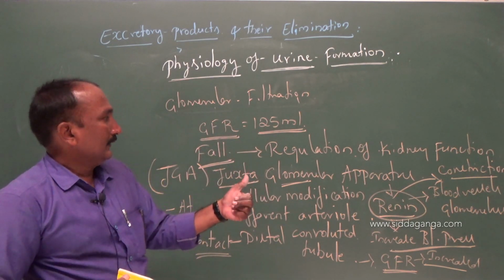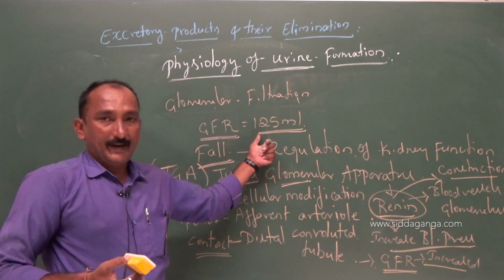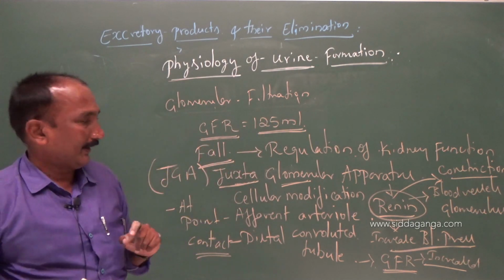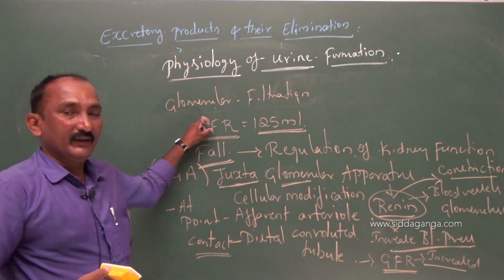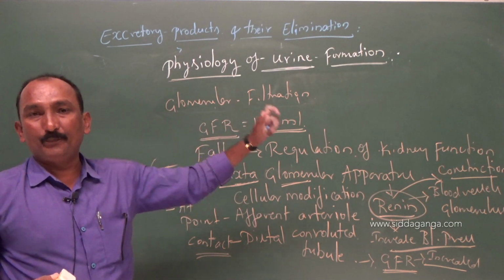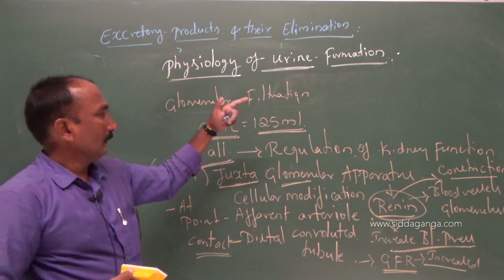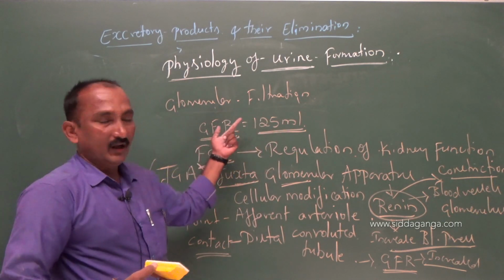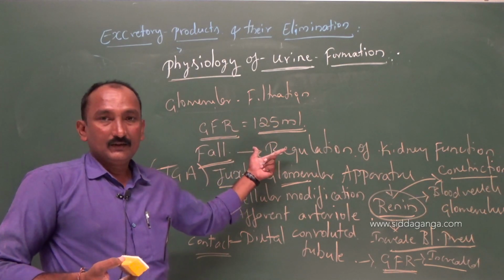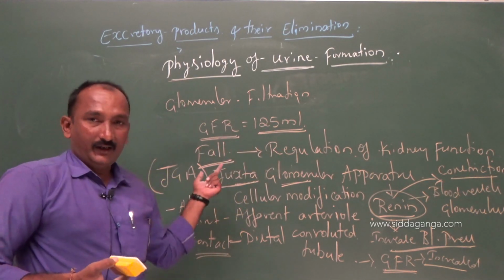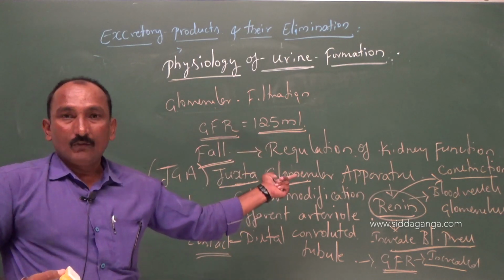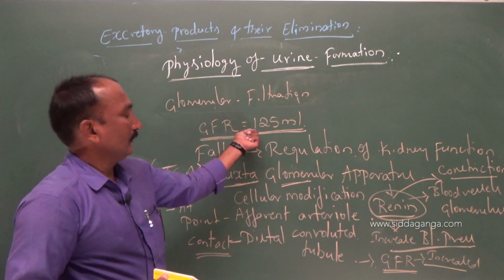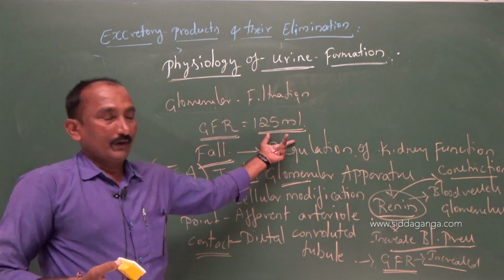And coming to the glomerular filtration rate, we have to remember what it is. The amount of filtrate formed by the kidney per minute, about 125 ml, is known as glomerular filtration rate. So that is the definition. What is the amount of GFR? That is 125 ml. Okay.